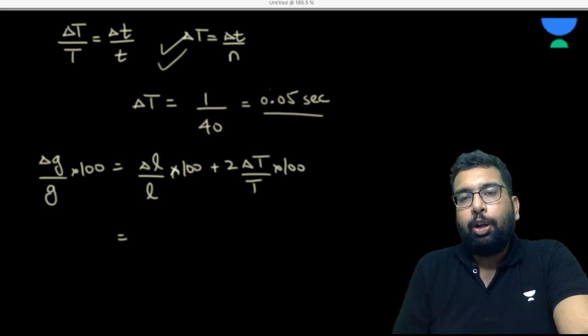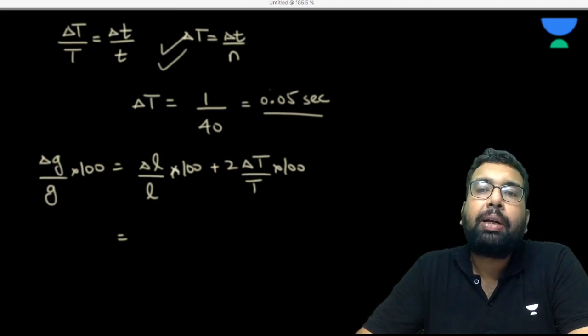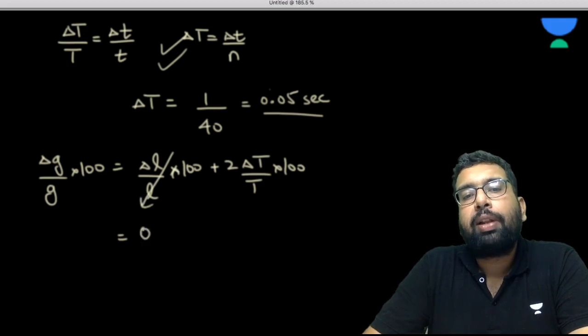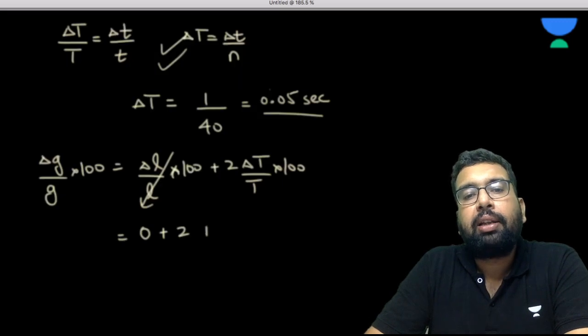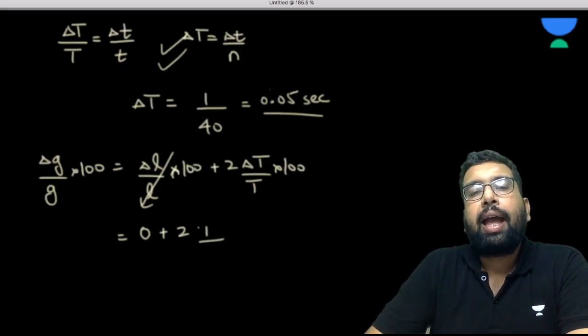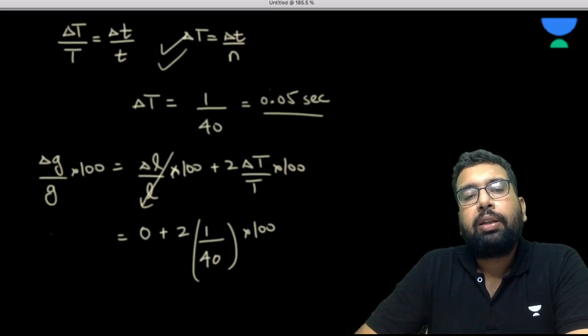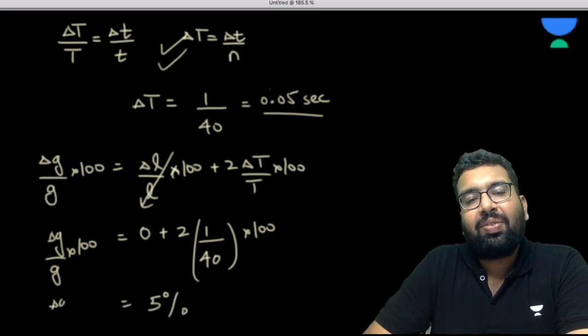How will you understand this language? Exactly 1 meter. Obviously, when it is written exactly 1 meter, it simply means that there is no error in the measurement of length. So this is going to be 0. Now this is 2, and 1 second is the error in measuring 40 seconds. So we can write 1 by 40 into 100. So this is going to become delta g by g into 100, so it is 0.05 into 100. So this is 5%.